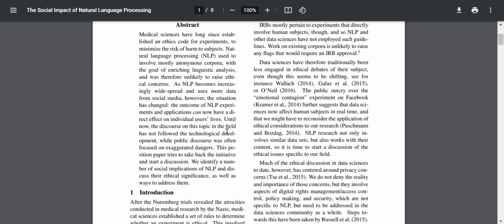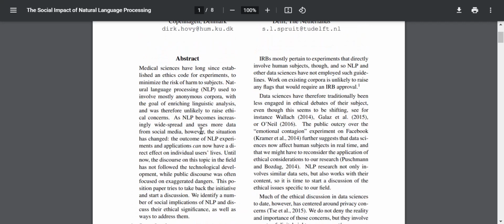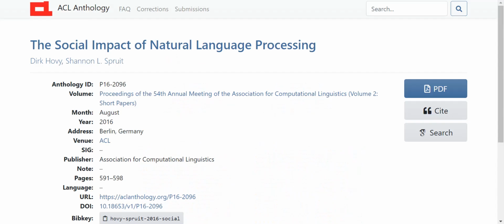Until now, the discourse on this topic in the field has not followed the technological development, while public discourse was often focused on exaggerating dangers. This position paper tries to take back the initiative and start a discussion. We identify a number of social implications of natural language processing and discuss their ethical significance as well as ways to address them. Alright, so again, this paper was published back in 2016.